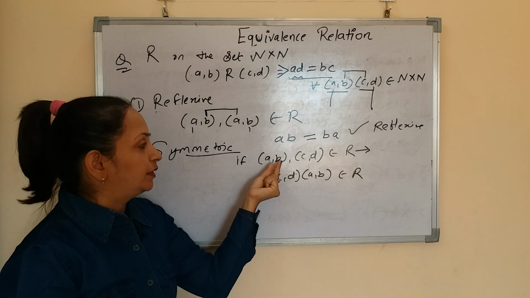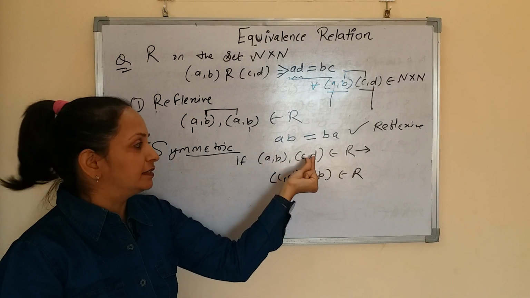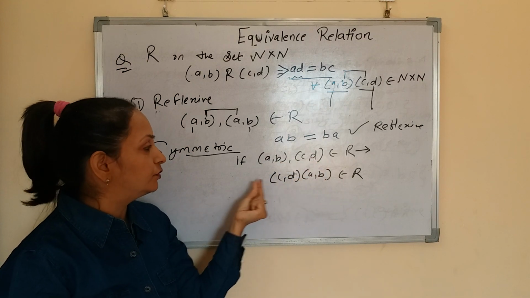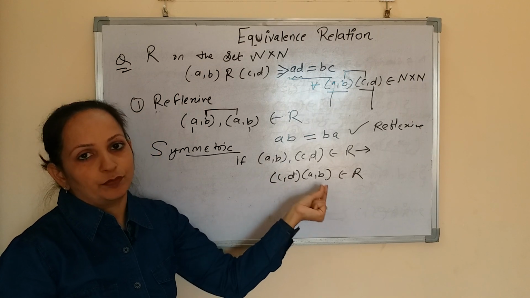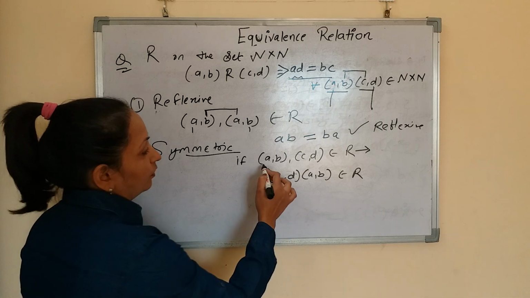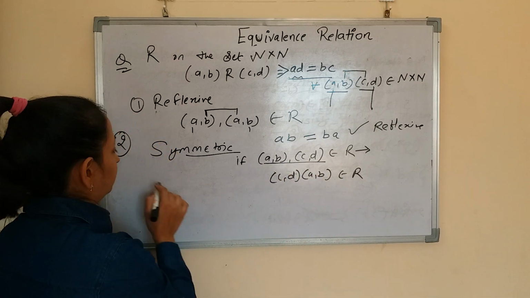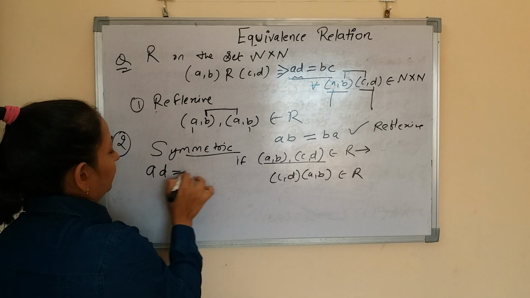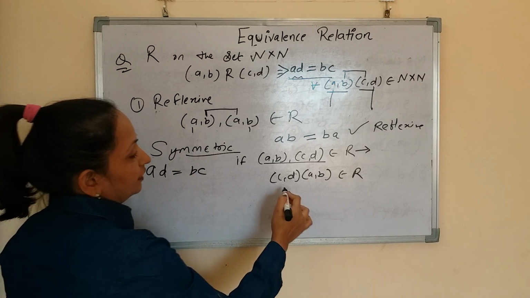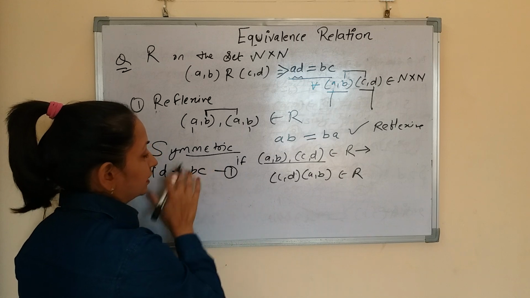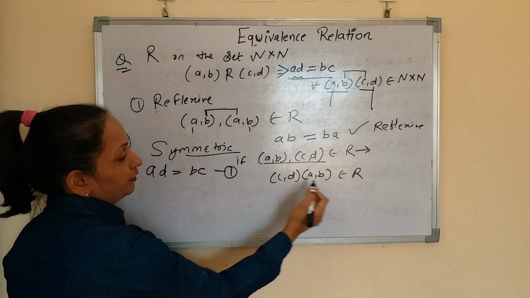So here I am taking AB as my first element, CD as my second element, and to check the symmetric condition, I just change the order, that is CD comma AB. So let's just check. According to the definition, this gives me AD is equal to BC, that is already given in your example. And for this, by using this statement, I'm going to check if this is true or not.